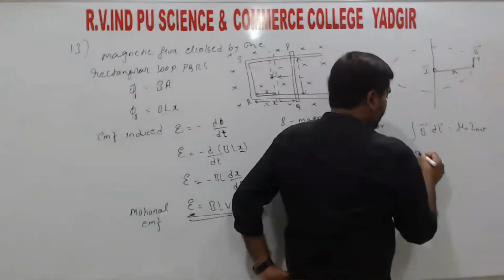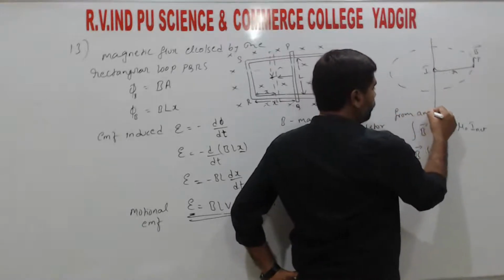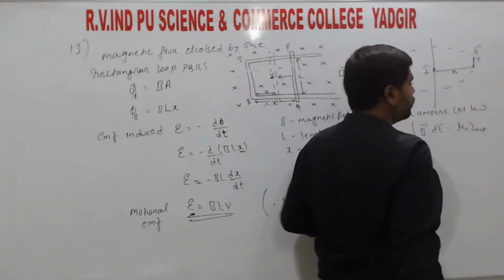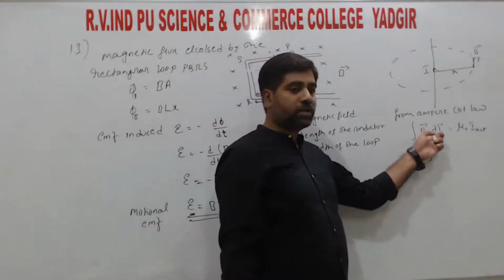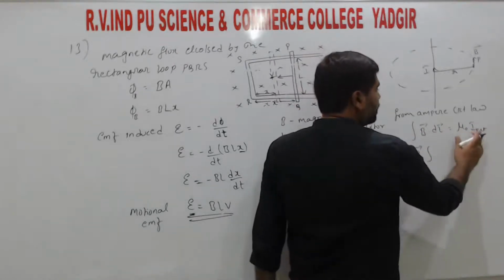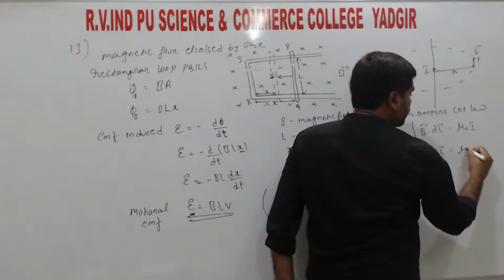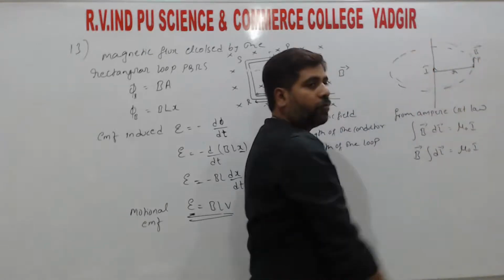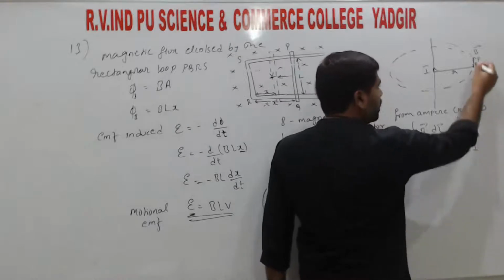The magnetic field B we can take common outside. This is from Ampere's circuital law. Using the law, we find the magnetic field. That's why we take the relation integral of B dl equals mu naught I, where I is the current flowing in the conductor. So B times integral of dl equals mu naught I. This is one closed surface in the form of a circular shape, and we take it as the circumference of the circle.